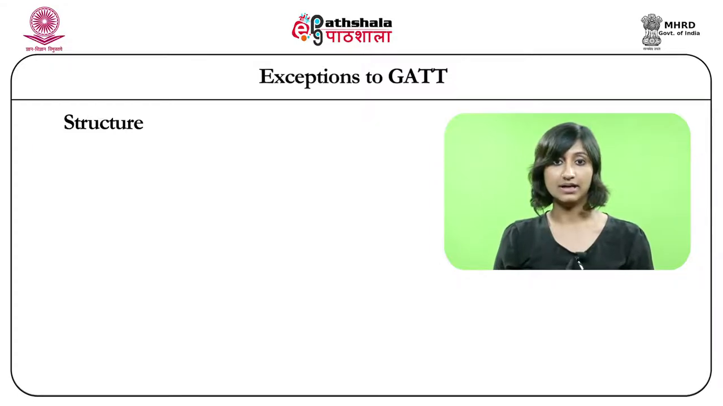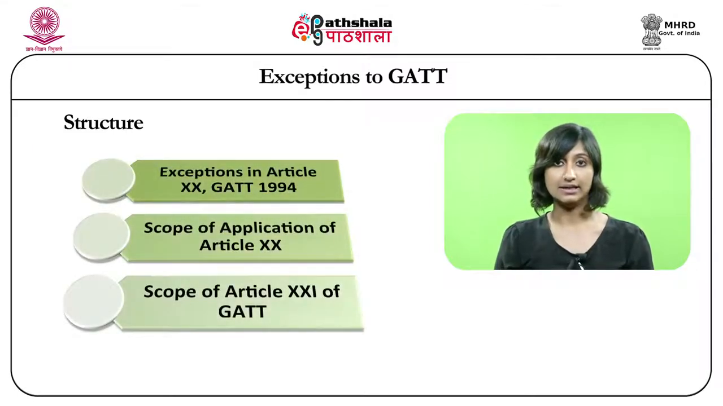First, we will deal with the exceptions in Article 20 in GATT 1994. Second, we will seek to understand the scope of application of Article 20 by answering certain questions or inquiries that may be undertaken under Article 20. And the third is the scope of Article 21 of GATT.